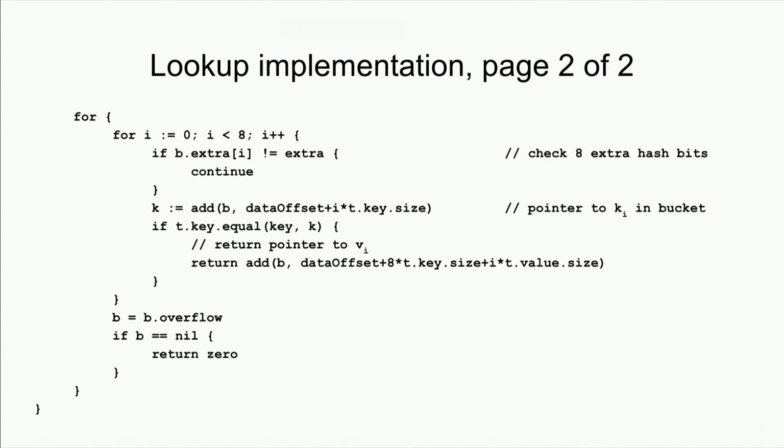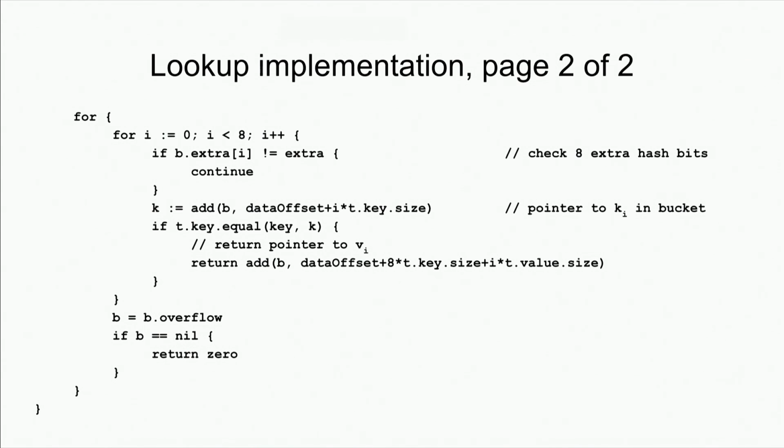So we can go quickly through the bucket to find the one entry that might actually match. And then we have to compute where the key in this entry in the bucket is. That's another unsafe pointer arithmetic calculation. And then we have to call the equal function for the key type. We give it a pointer to the key we're looking for and a pointer to the key that's in the entry in the bucket.